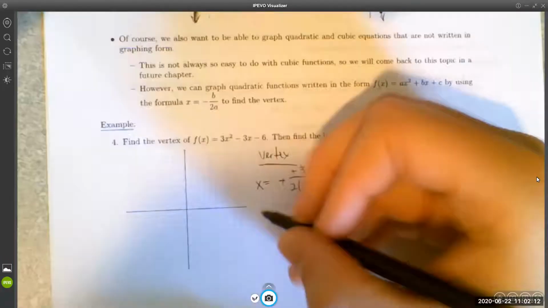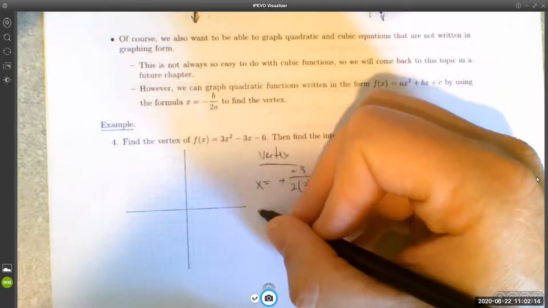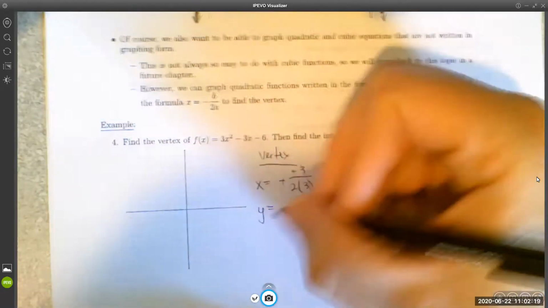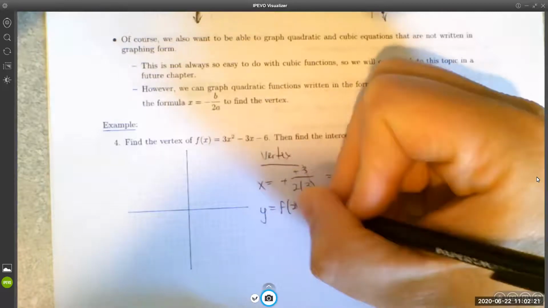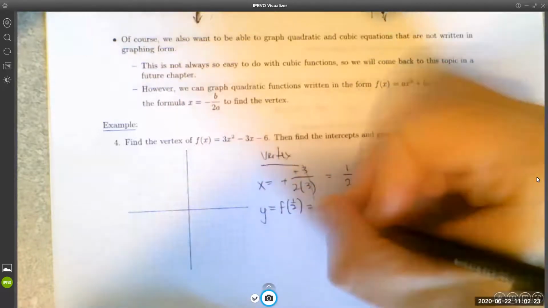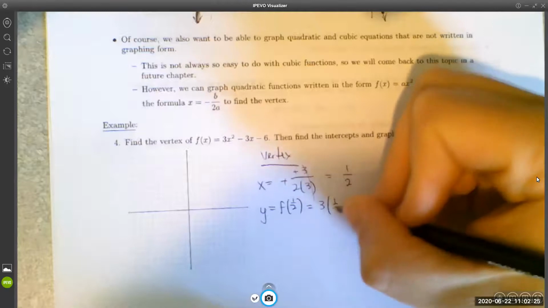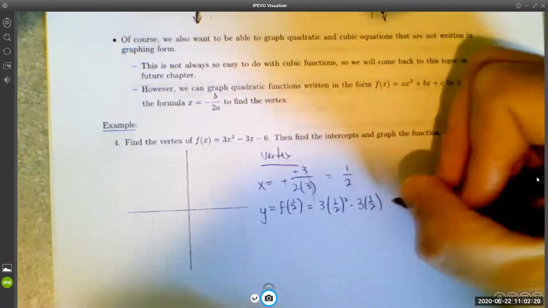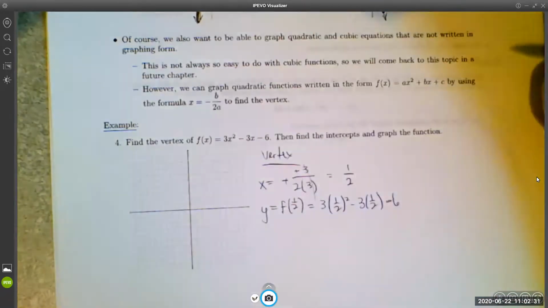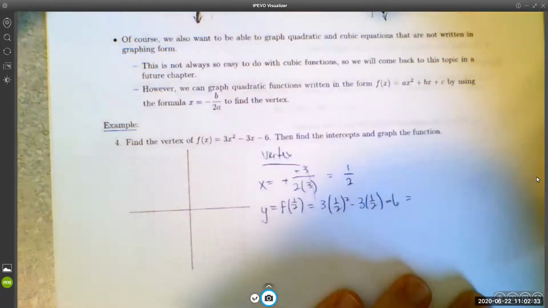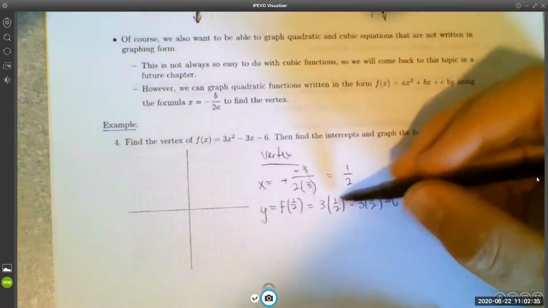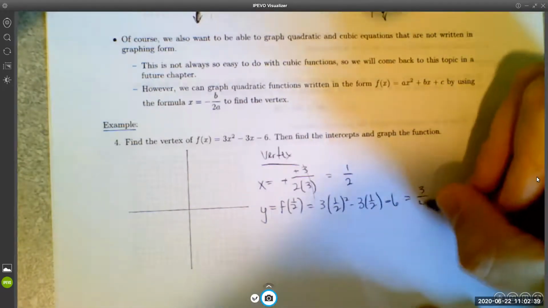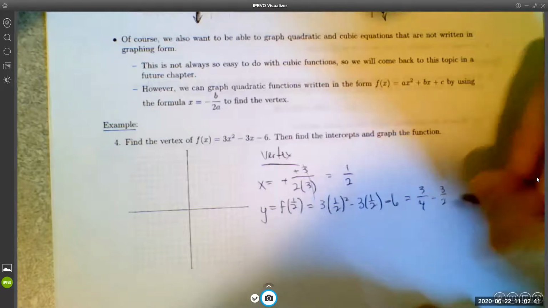And then to get the y coordinate of the vertex, we plug 1/2 into the function, right? So maybe I should say y equals f of 1/2. So that's 3 times 1/2 squared minus 3 times 1/2 minus 6. You can use your calculator if you want. 1/2 squared is 1/4. 3 times 1/4 is 3/4. 3/4 minus 3/2 minus 6.